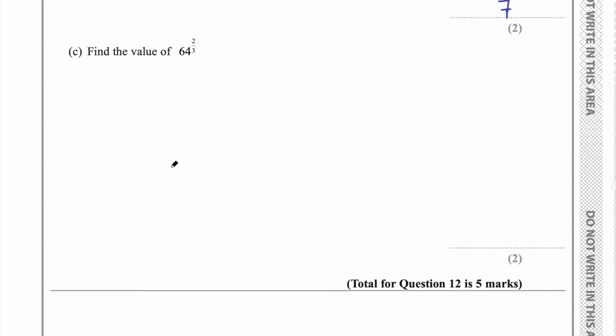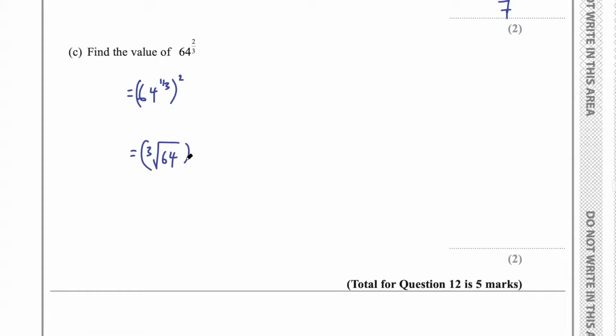And part C says find the value of 64 to the power of 2/3. So this is like the cube root of 64 squared. So another way of writing this is 64 to the power of 1/3, and then squaring that. Now if you have a power of 1/3, that's the same as the cube root.